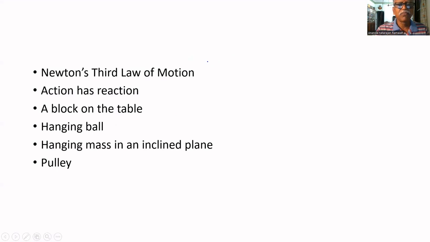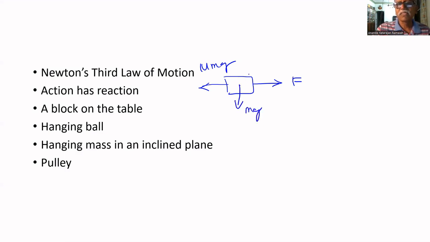Third law: every action has a reaction. So that's what this F is. Because of F, it moves to the right, and there is a reaction that is called mu mg. Mg is acting downward. For every action, there is an opposite and equal reaction, the normal force. These are all sufficient. We'll see more then and there.